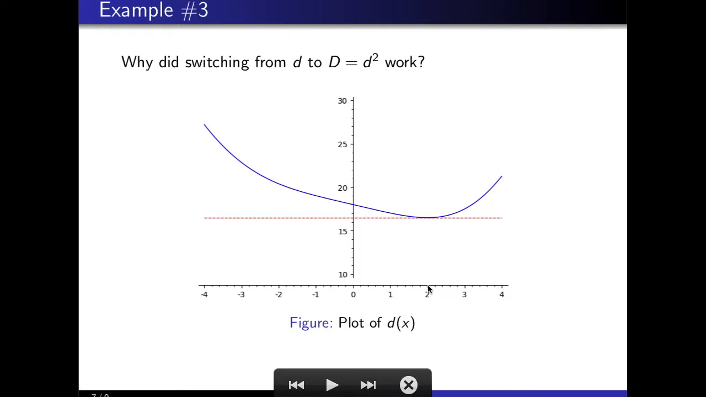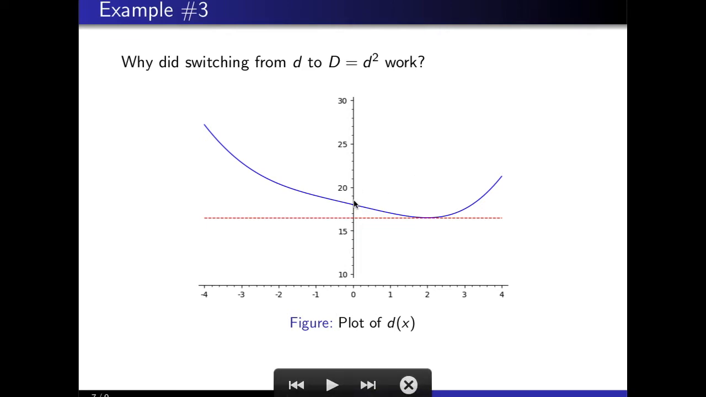The reason why this worked is that if I have some value here at 2 and it's smaller than the value at 0, when I square the numbers, I've got a positive value here and a positive value here. Everything's going to get squared. And if the smallest value is at x equals 2, after squaring things, the smallest value is still going to be at x equals 2. The other thing is everything is positive, so we don't have to worry about anything weird with potentially negative numbers.